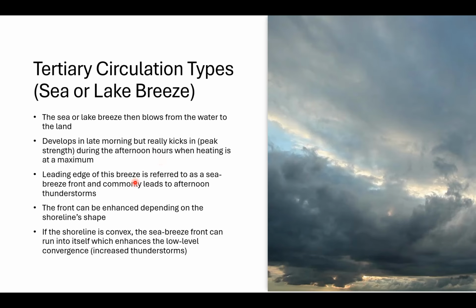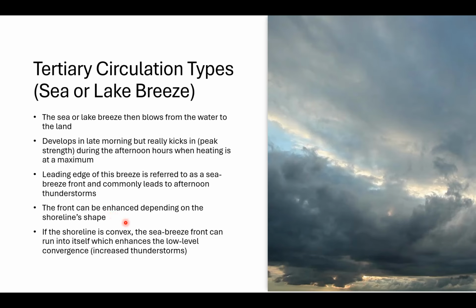Now, the leading edge of this sea breeze or lake breeze is referred to as a sea breeze front and commonly leads to afternoon thunderstorms. The sea breeze front definitely occurs along the Gulf Coast states, and I've also seen it happen in southern Mississippi, and it's very common across the Florida Peninsula. You get a sea breeze front, that's the dividing line between the cooler air coming in off the water, that cooler boundary there, and the heated land.